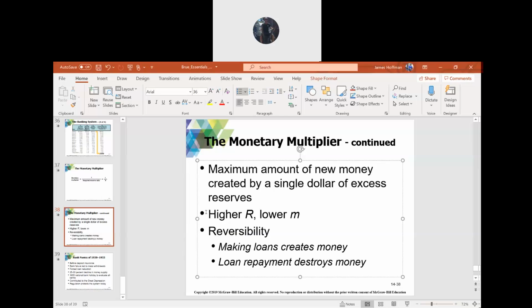Like you see the trade-off there, the higher the R, the higher the reserve ratio, the lower the M. And that should make total sense because the more money that has to be kept on reserve that you can't lend out lowers the potential of creating money, right? So the more you have to keep in the vault, the less you can lend out, and the less you keep in the vault, you can lend out more and create more money making potential.